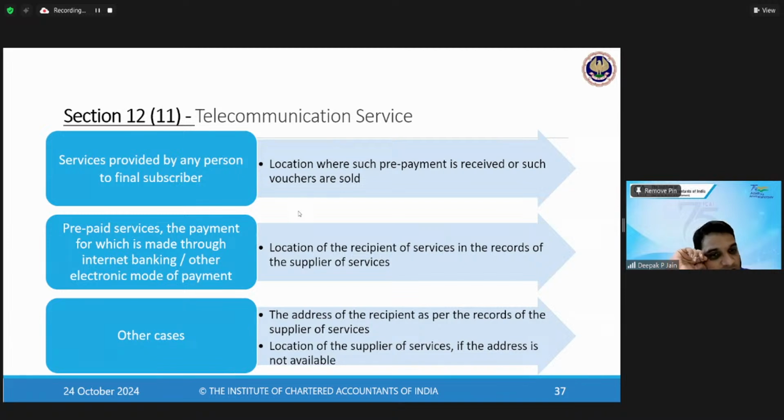Normally we stay in Delhi, and when I recharge my SIM in Mumbai and after two days go back to my home state, in such a case the place of supply will always be the address that you have given. It will not be where you physically are; the permanent address you have given will become the place of supply.